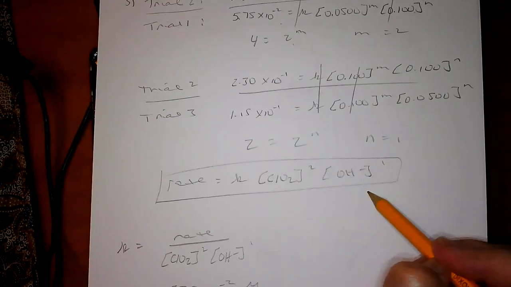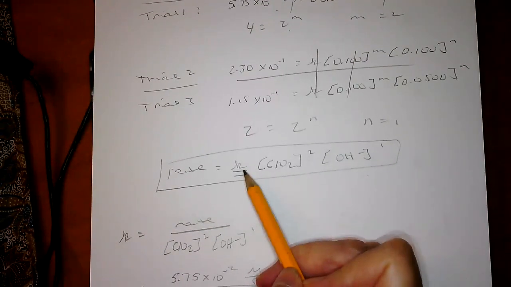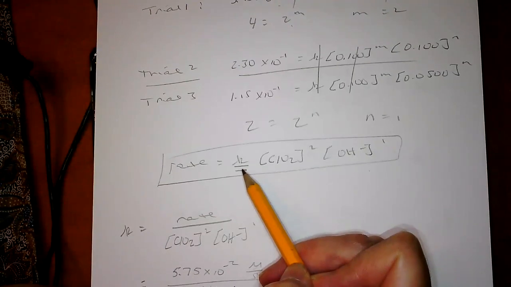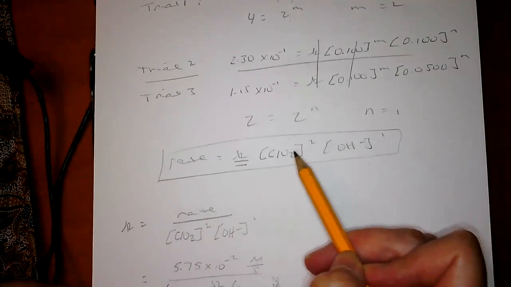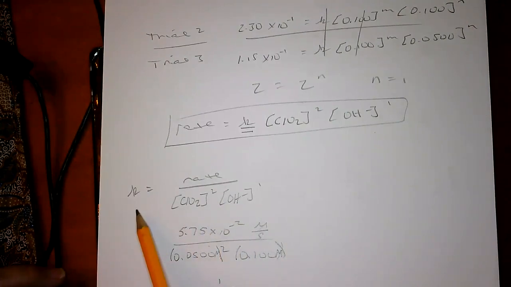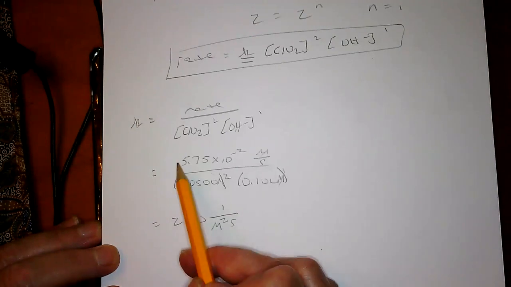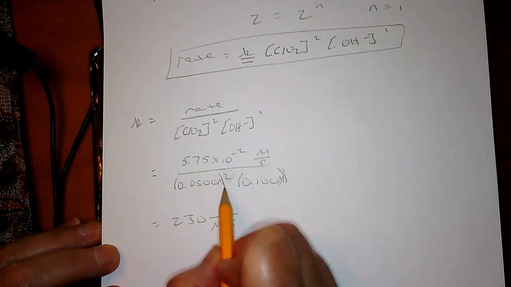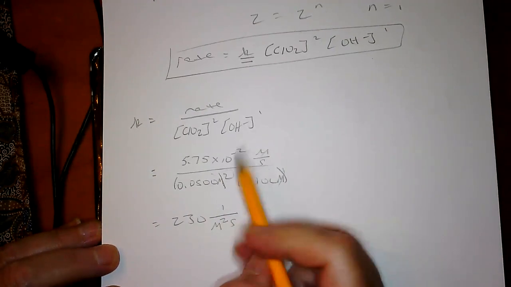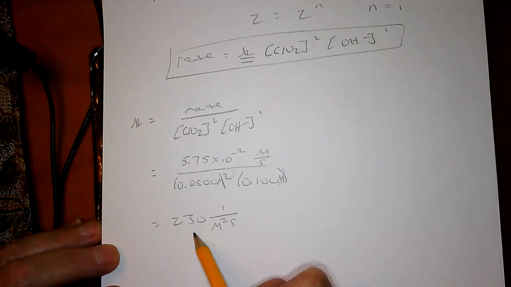Once we figure out the rate law, we want to calculate k. It's a lowercase k as opposed to the capital K we work with in the equilibrium chapter, related but not the same. We divide both sides by ClO2 squared and by hydroxide. So to calculate k, we take the rate, divide it by ClO2 squared, and divide it by hydroxide. It doesn't matter what trial we use; I just used the first trial. Remember you have to square the ClO2 concentration, so I divide by 0.0500 squared and by 0.100, and that gives me 230.